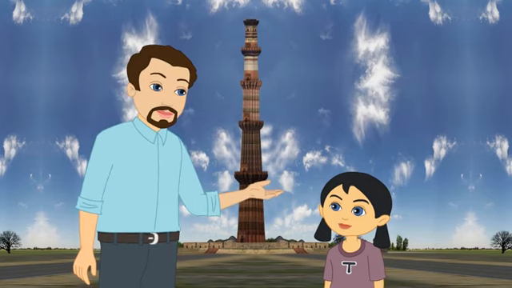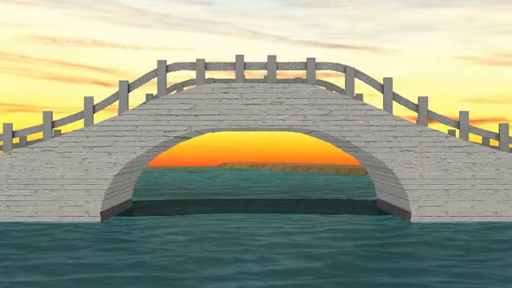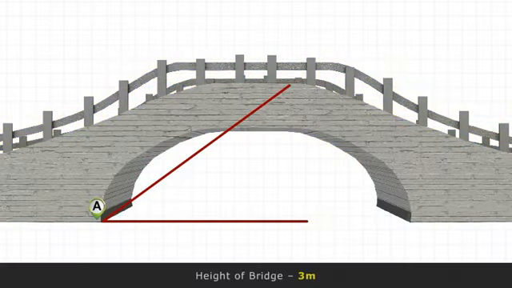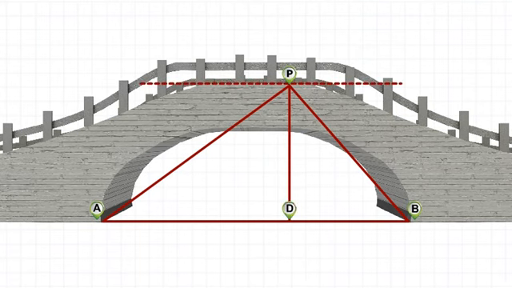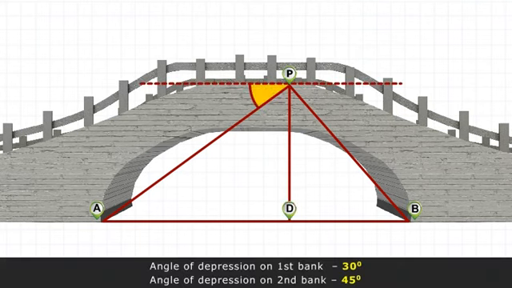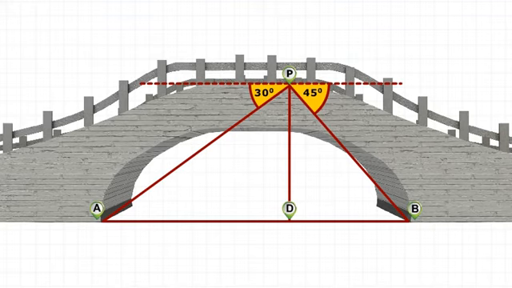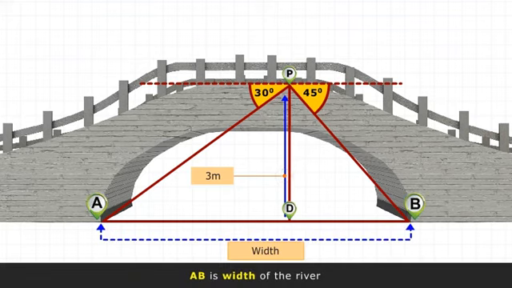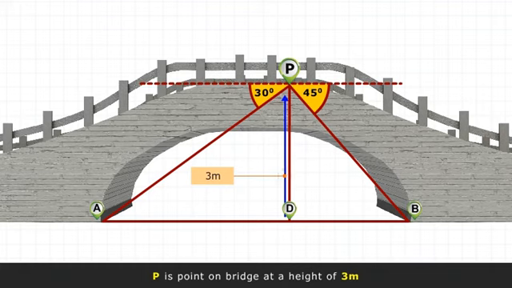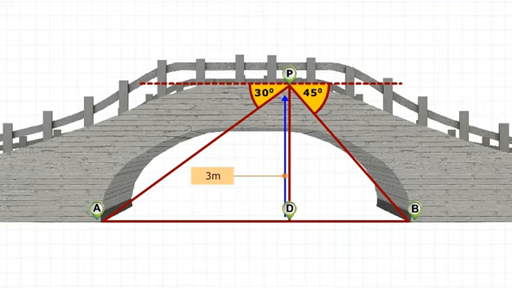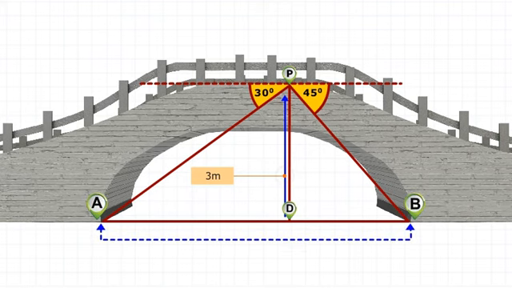Let's solve a problem involving angle of depression. From a point on a bridge across a river, the angles of depression of the banks on opposite sides of the river are 30 degrees and 45 degrees respectively. If the bridge is at a height of 3 meters from the banks, find the width of the river. A and B represent points on the banks on opposite sides of the river. AB is the width of the river. P is a point on the bridge at a height of 3 meters. We need to find AB, that is, the width of the river.